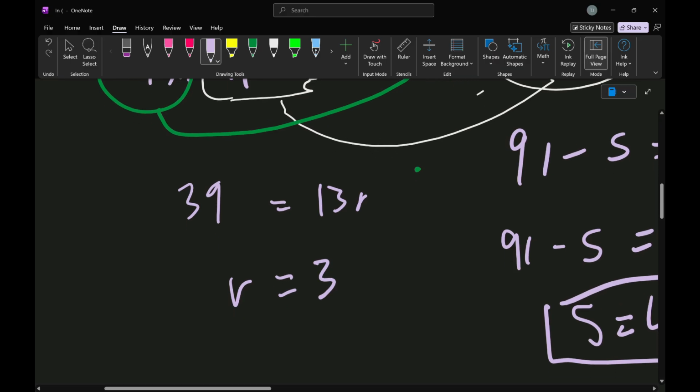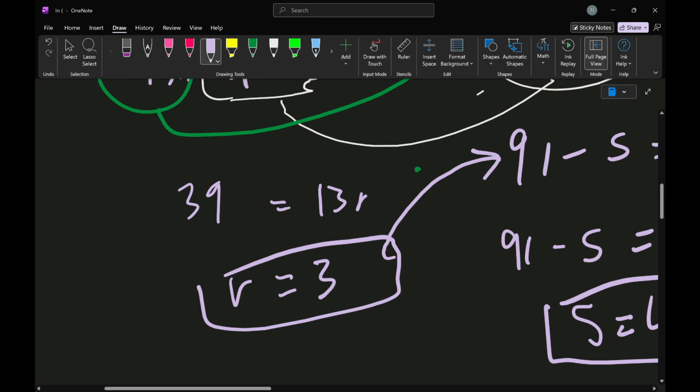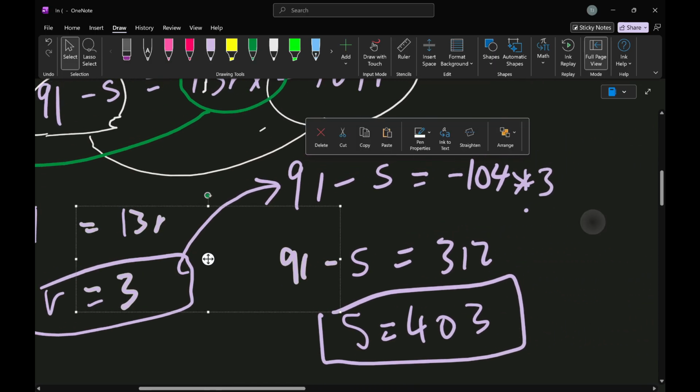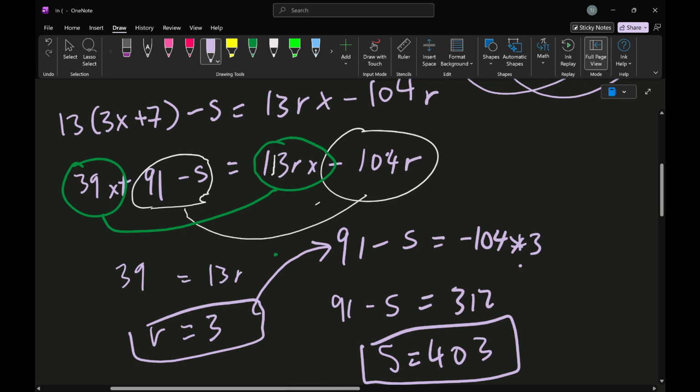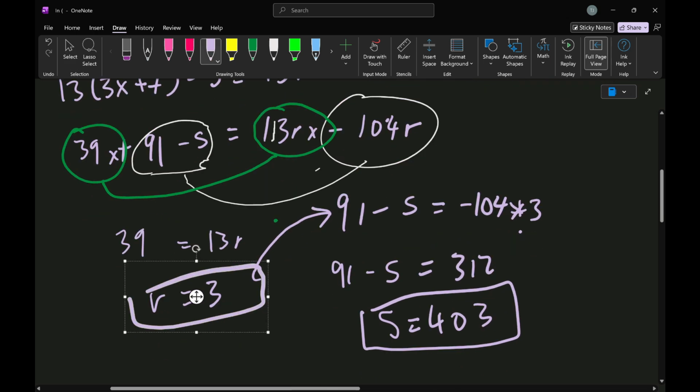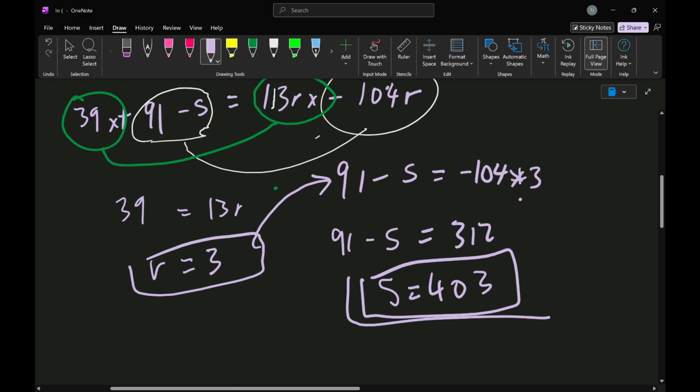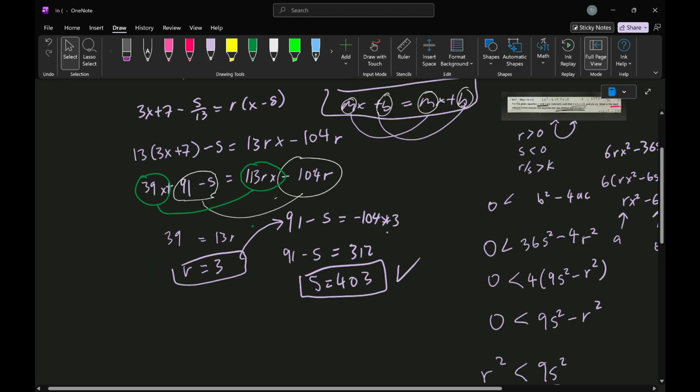So you solve this and you get r equals 3. Now you can plug it back into the other one, which is 91 minus s times negative 104 times r, and then you solve for s, you should get 403. So that's how you get this one correct. Alright, so let's move on to the next one.